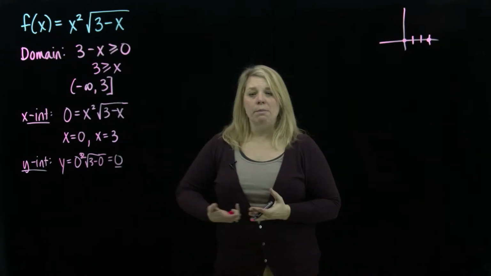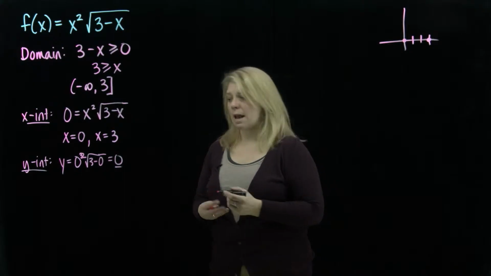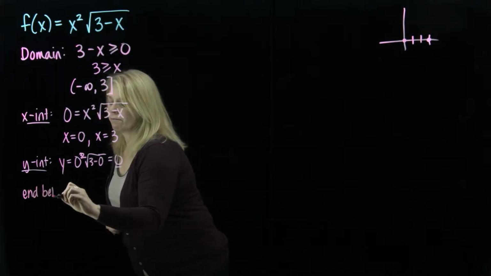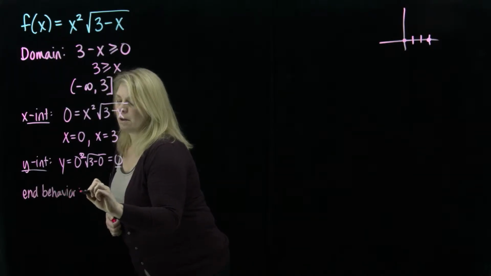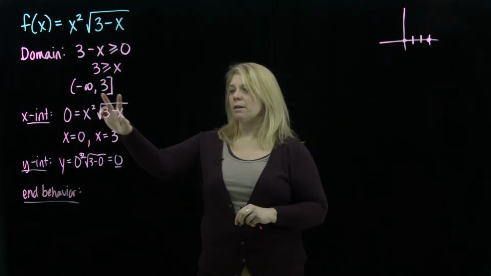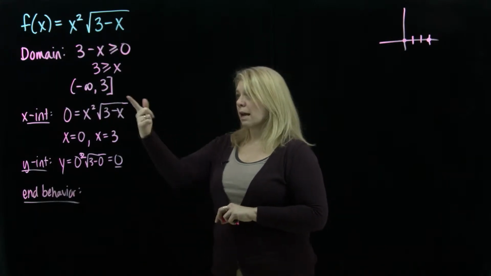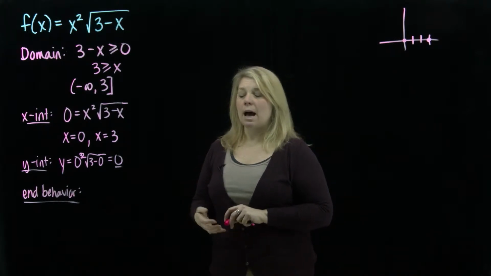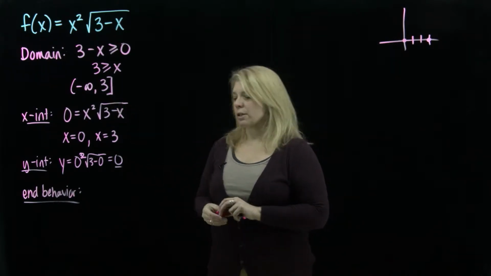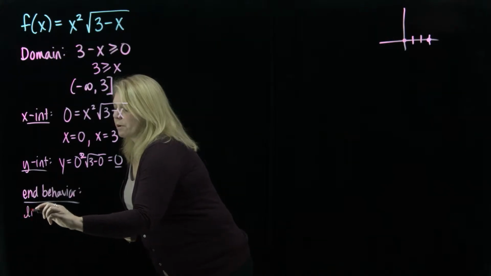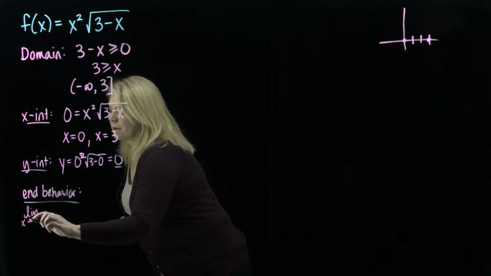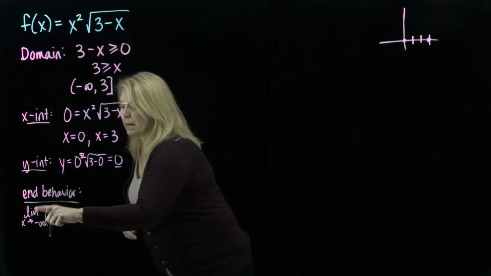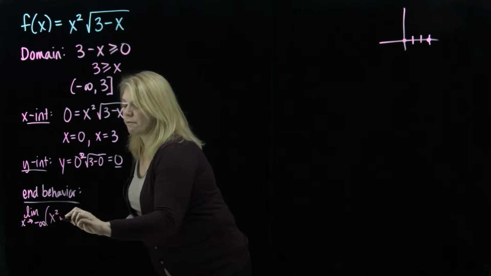And then other things that might be helpful is thinking about end behavior of this graph. So that would be really limits as x approaches the ends of the domain. So as x approaches -infinity and as x approaches 3. Notice that x can really only approach 3 from one side because of our domain restriction here. So those are a couple limits. Those are pretty straightforward limits to think about. So limit as x approaches -infinity of the function.